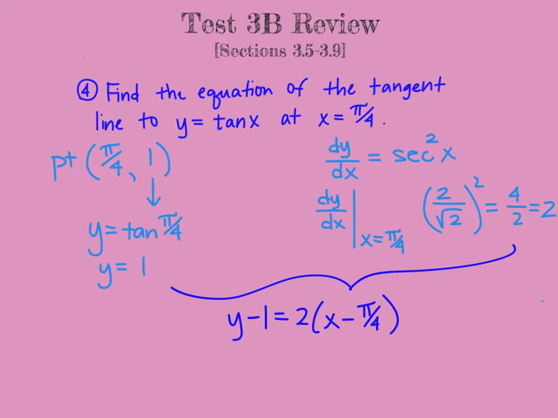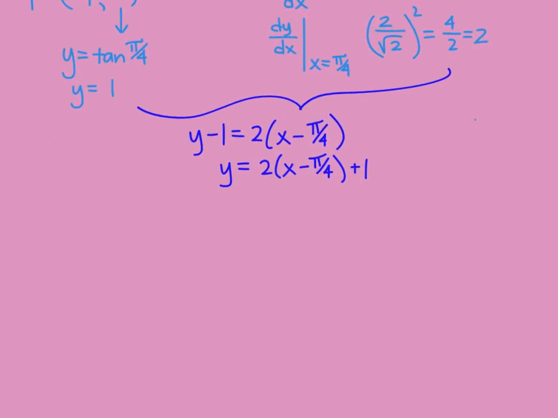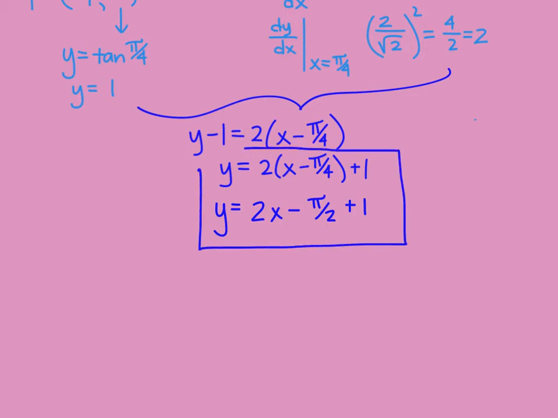And then depending on how you need to input this, you can get it just as y equals, or we can get it in perfect slope-intercept form by distributing the 2. So we'll have 2x minus 2 pi over 4, which is pi over 2, and then plus 1. So this is our b value, like our y-intercept. We can just leave it written like that. That's totally fine. So either one of these is a perfectly acceptable way to write your equation of the tangent line.